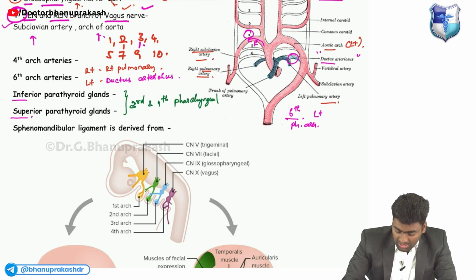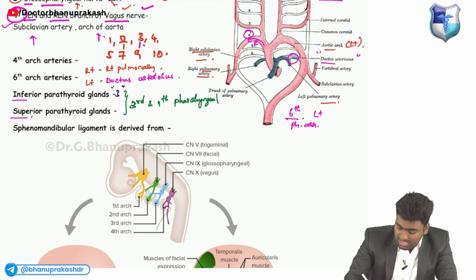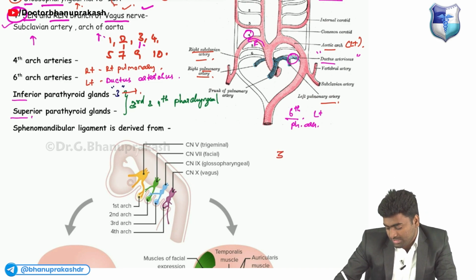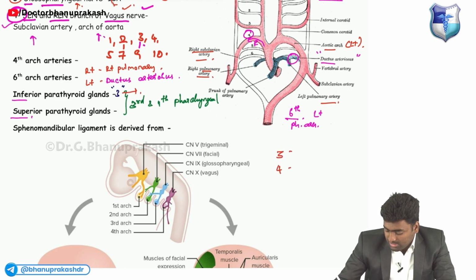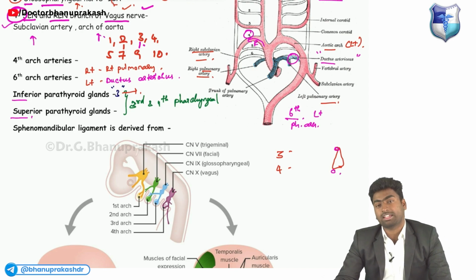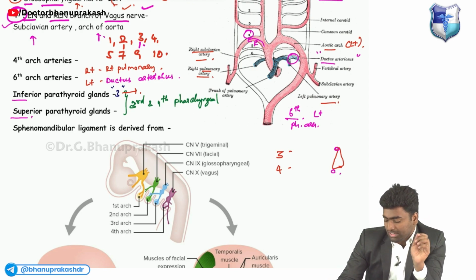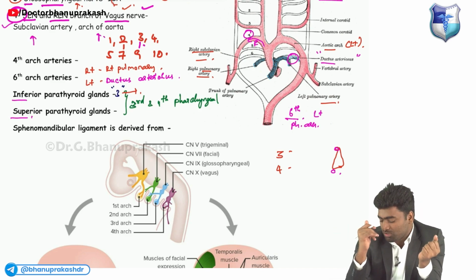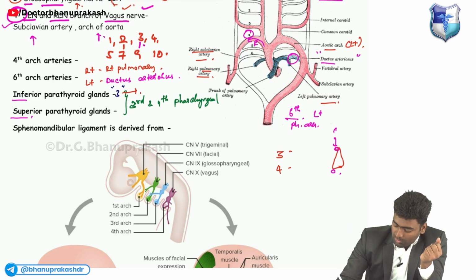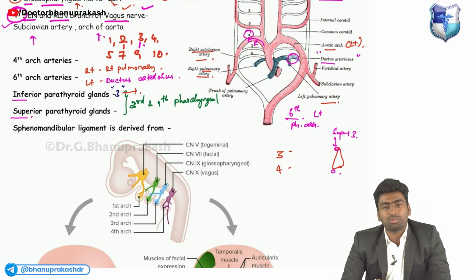But what is the catch here? It is the third arch which gives rise to the inferior parathyroid. It is not the superior one. In the usual setting, above the thyroid gland we know there are the parathyroid glands, the superior parathyroid gland and the inferior parathyroid gland. So by nomenclature or by sequence, what should it be? The superior one usually should be from the third arch, right?